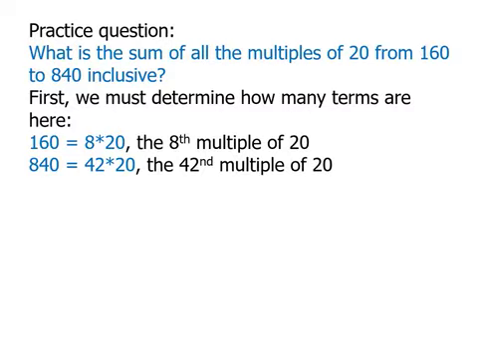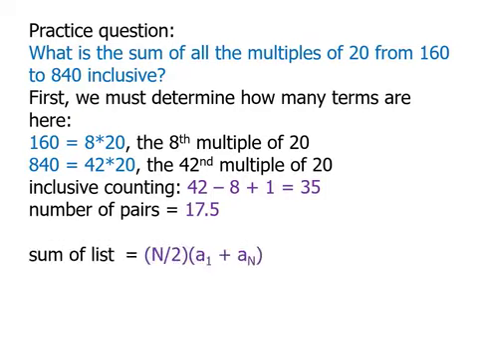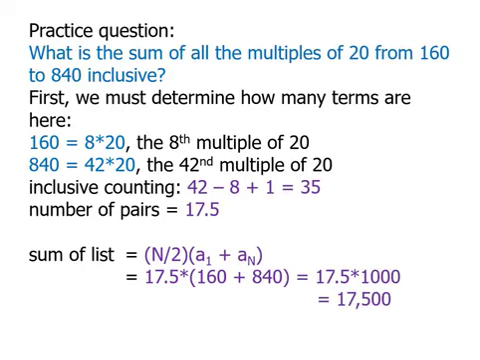And so how many terms? We have to use inclusive counting here. So inclusive counting, 42 minus 8 plus 1 is 35. So that's the number of terms. So the number of pairs is half of 35, which is 17.5. And the sum of the list, the beautiful thing is that when we add 160 and 840, we get 1,000. And so it's just 1,000 times 17.5, or 17,500.